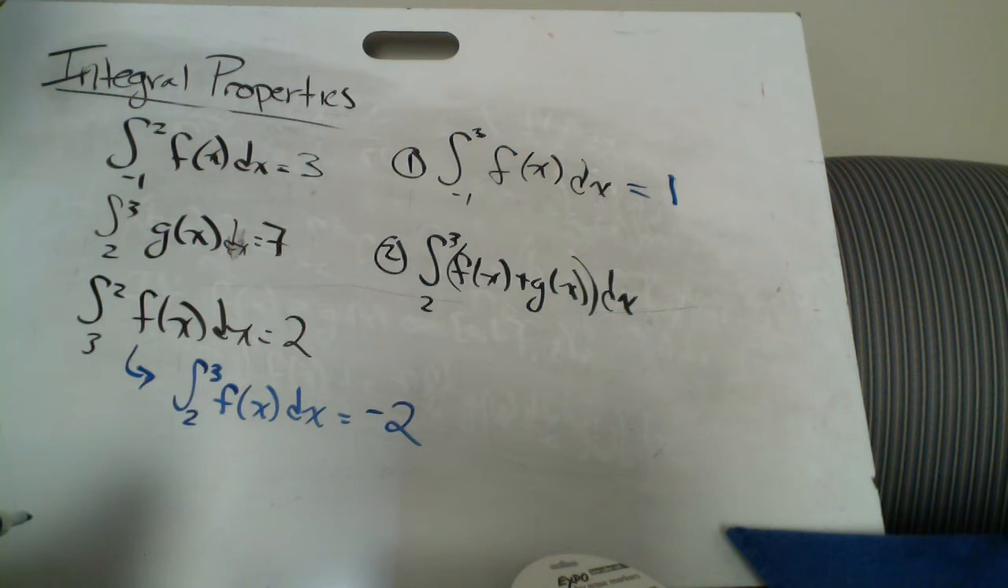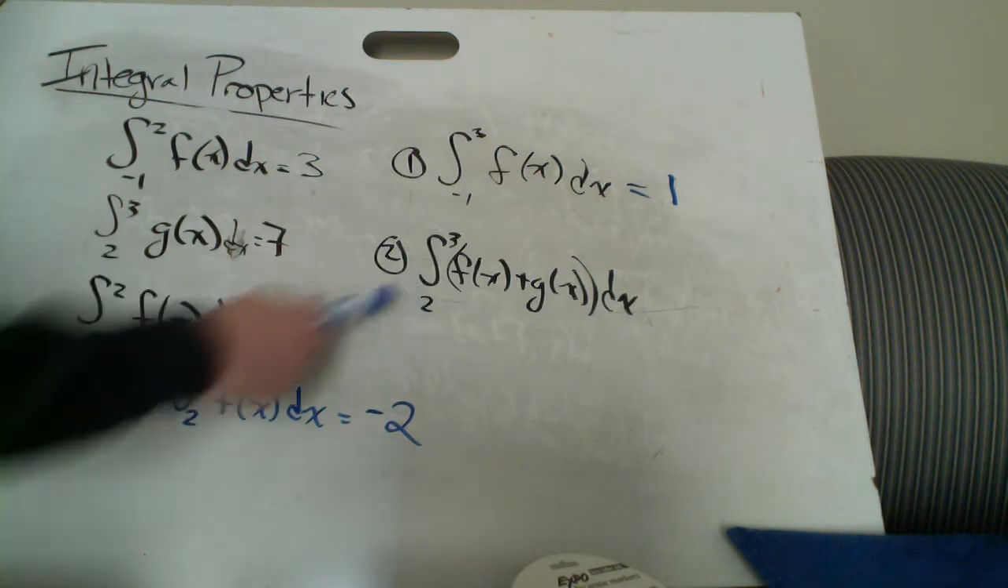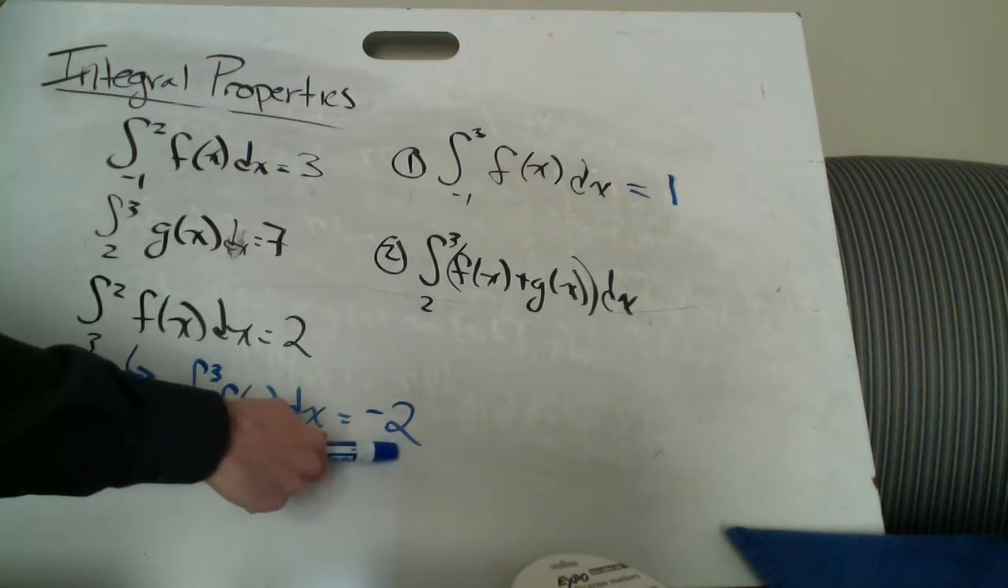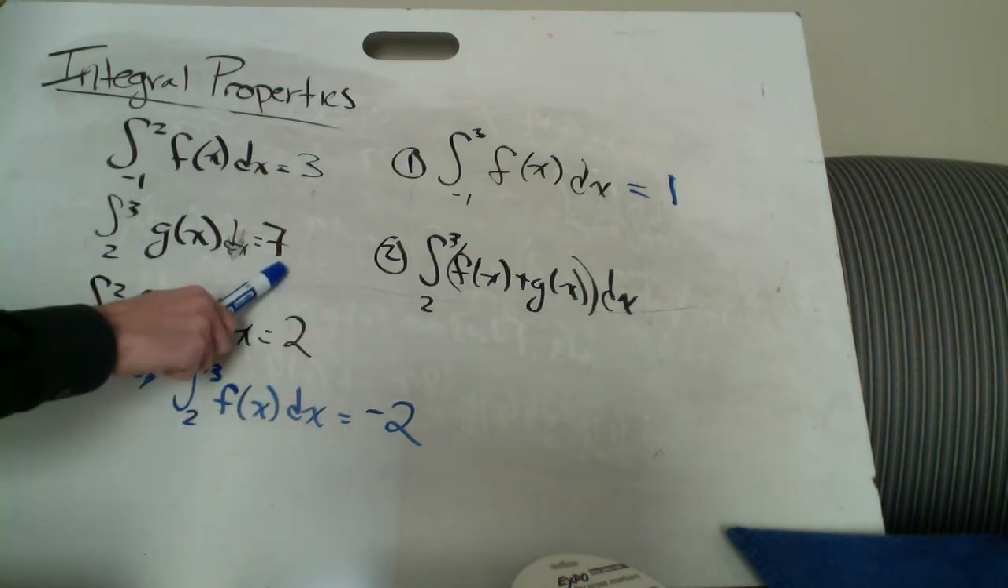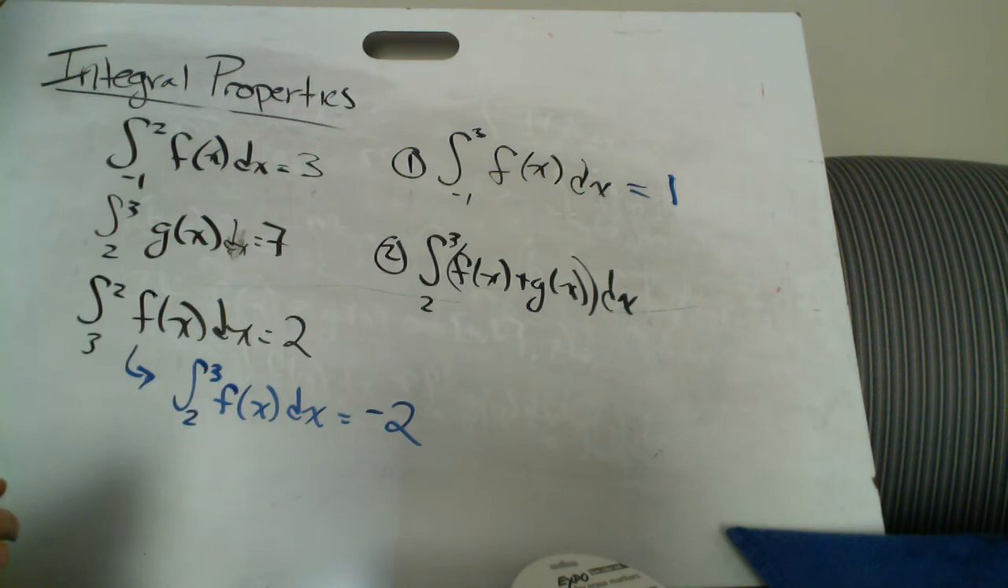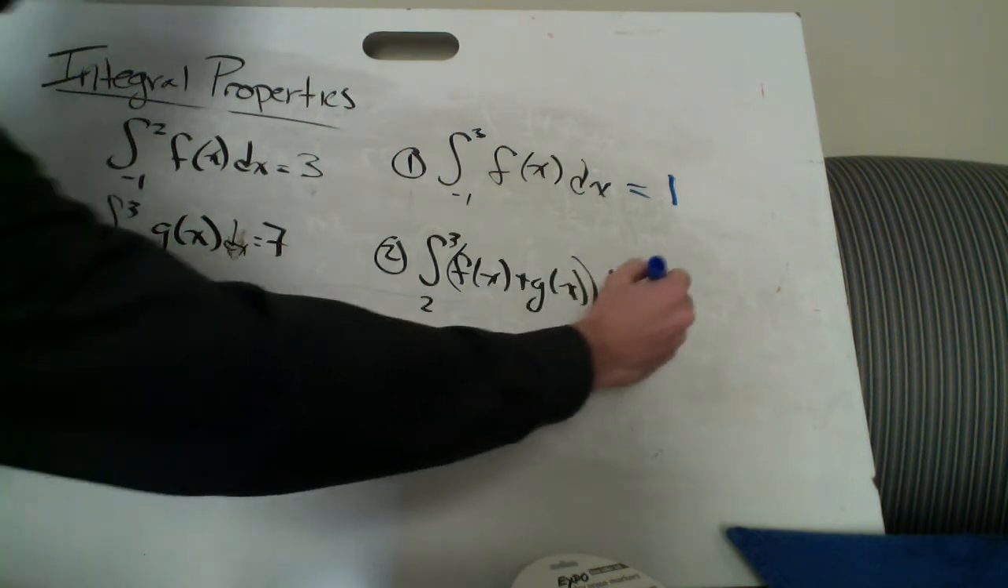To do question 2 here, I want the integral of f plus g. Well, I don't know f or g, so I'll use my property that this integral is really the integral of f plus the integral of g. I do know the integral of f on 2 to 3, I just found that out, that's -2. I also know the integral of g from 2 to 3, that's 7. So this answer should be -2 plus 7, which is just 5.